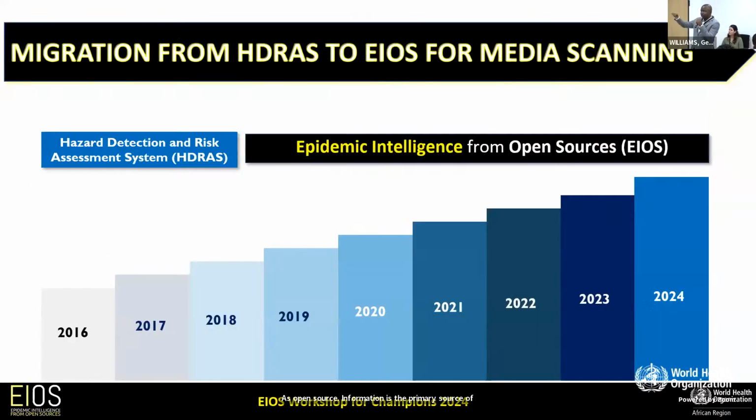This is how we migrated from the old system, because we had been using the hazards detection and risk assessment system from 2016 to 2018. And then we decided to transition to a new system, which is the EIOS system. Why did we take this decision? First of all, because EIOS had more sources. We have more sources in EIOS, and in EIOS, we can also find more functions, more capabilities, and it has an interface which is more user-friendly.